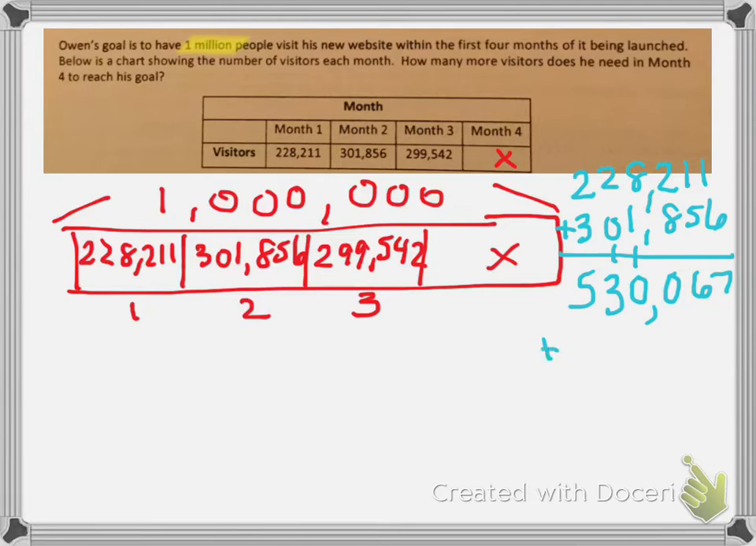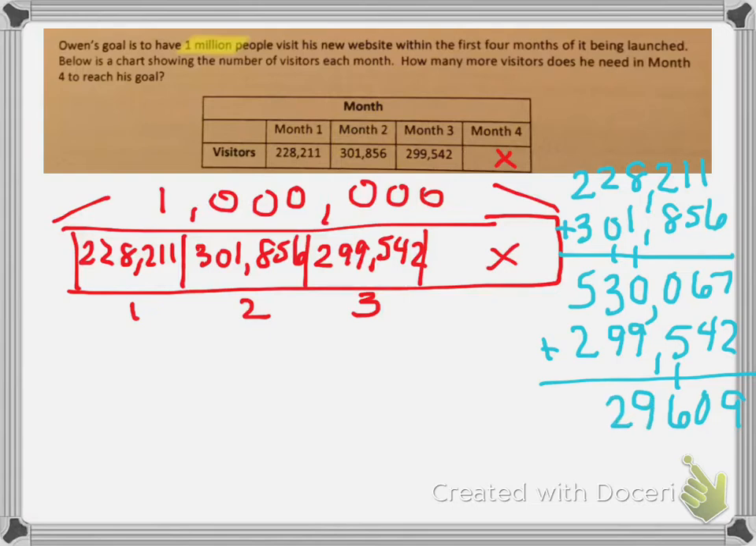Now, I'm going to add the third month, 299,542. 7 plus 2 is 9. 6 plus 4 is 10. 5 plus 1 is 6. 0 plus 9 is 9. 3 plus 9 is 12. Carry my 1 over. 5 plus 2 is 7, plus 1 more is 8. So for those 3 numbers, we have 829,609. That's months 1, 2, and 3 put together.